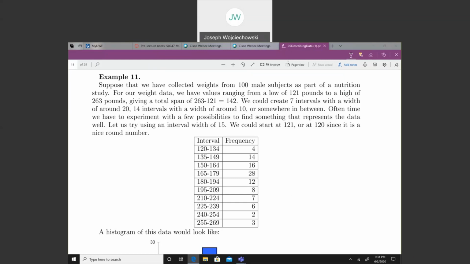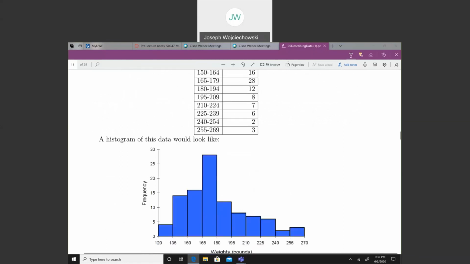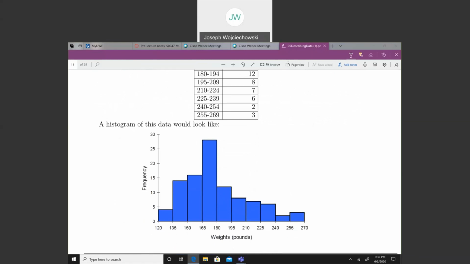Oftentimes, we have to experiment with a few possibilities to find something that represents the data well. Let's try using an interval width of 15, and we could start at 121 or 120 since it's a nice rounded number. So we create our intervals, 120 to 134, 135 to 149, and so forth. Then we have our frequencies. And now we look at a bar graph or a histogram, and we see, again, everything's connecting. That's what a histogram does.